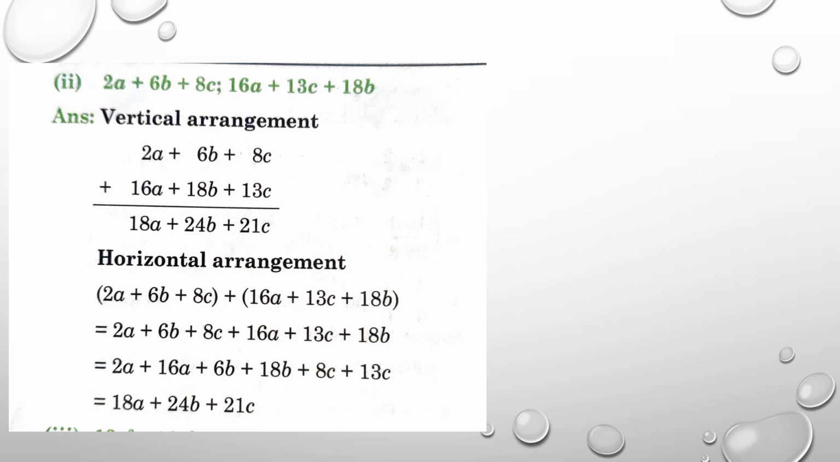Second sum, 2a plus 6b plus 8c. And the next one is 16a plus 13c plus 18b.